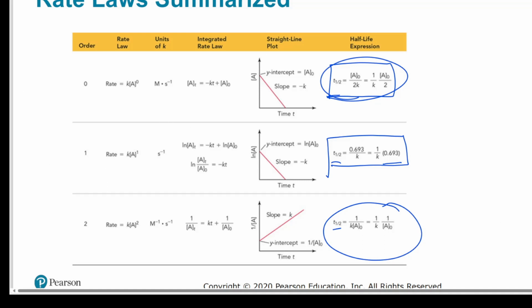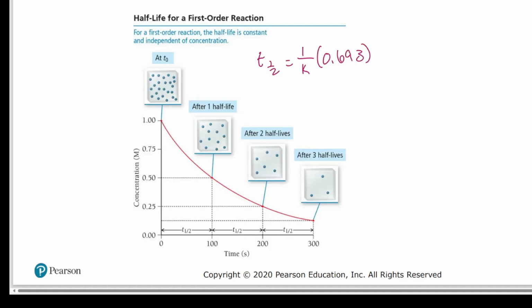So we won't see a decrease in the half-life rate as the concentration decreases. We see here a plot of half-life for a first-order reaction. And again, the equation for half-life for a first-order reaction is t sub 1/2 equal to 1 over k times 0.693. So it isn't dependent upon the initial concentration.